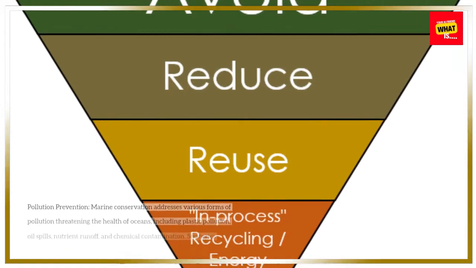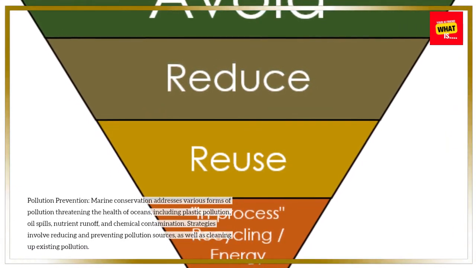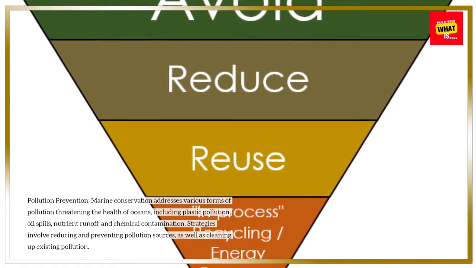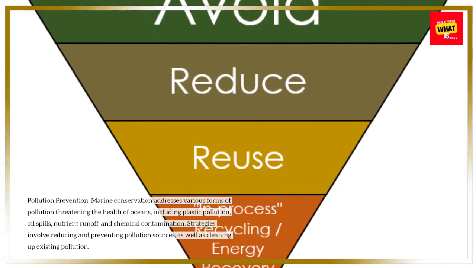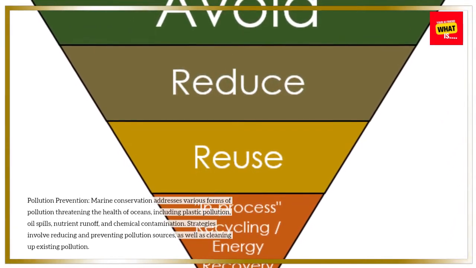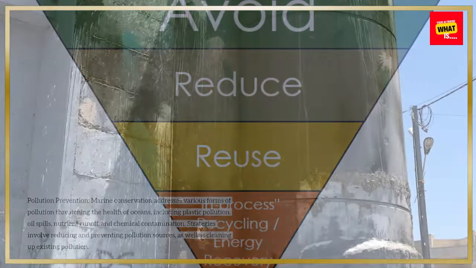Pollution prevention. Marine conservation addresses various forms of pollution threatening the health of oceans, including plastic pollution, oil spills, nutrient runoff, and chemical contamination. Strategies involve reducing and preventing pollution sources, as well as cleaning up existing pollution.